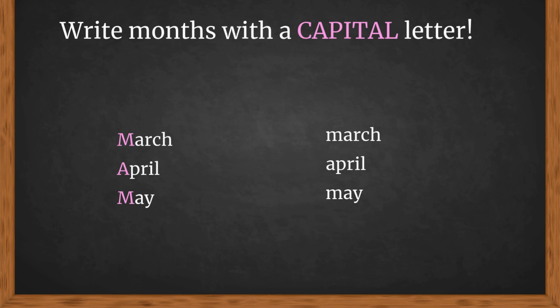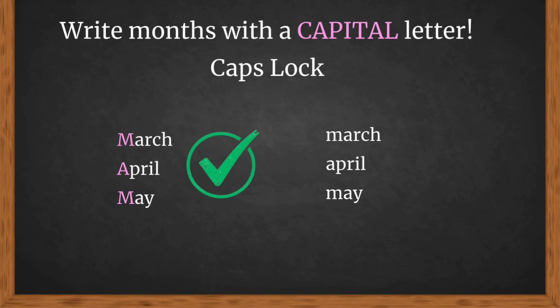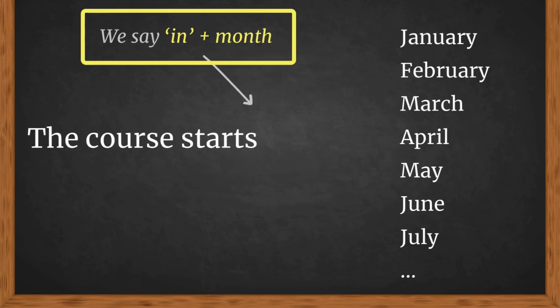In English, we always write the names of months with a capital letter. Look, March, April, May. This is correct. Here, march, april, may, with small letters, this is not correct. We say in with months. The course starts in January, in February, in March, etc.